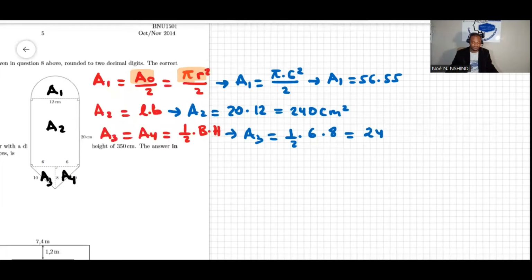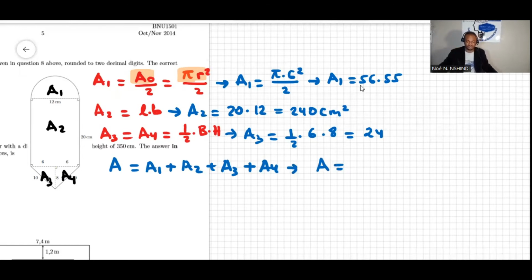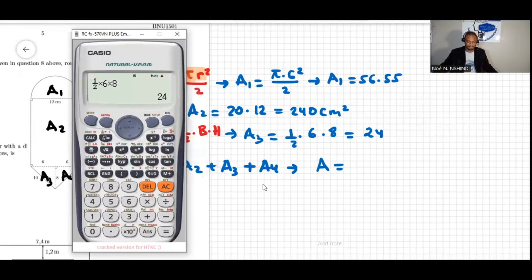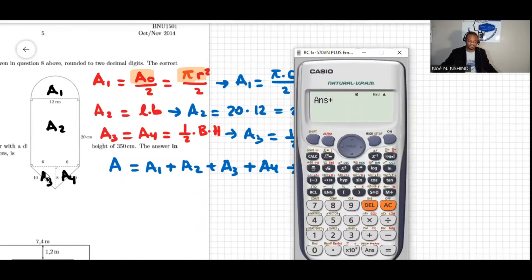The area of the diagram is area 1 plus area 2 plus area 3 plus area 4, okay? The area will be equal to the sum of all these areas. In the calculator, I already have area 3, which is 24. Area 4 is identical to area 3. They have the same base, 6, and the same height. I don't need to work it out a second time. I can just say plus 24, okay?